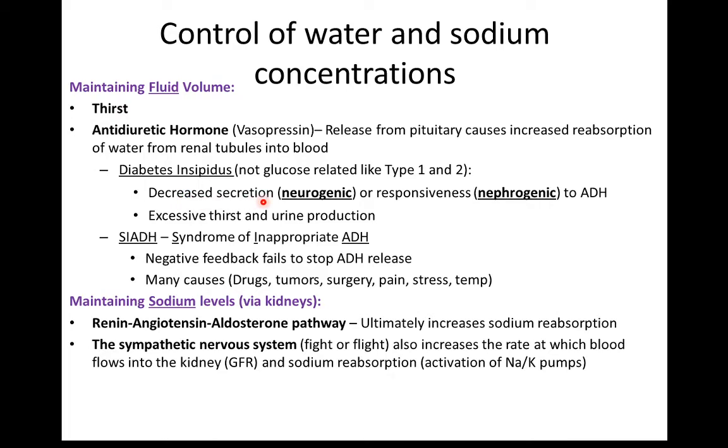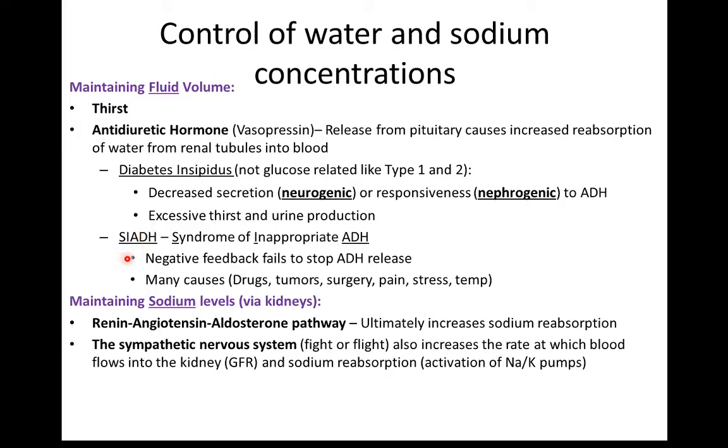Either not enough ADH is secreted from the pituitary, and that's usually a neurogenic problem. I've seen it associated with severe brain injuries. Or there's a problem with our kidneys' responsiveness to ADH. People with DI have excessive thirst and produce excessive amounts of urine. And the urine is totally clear like water, and basically the kidney is not concentrating the urine at all.